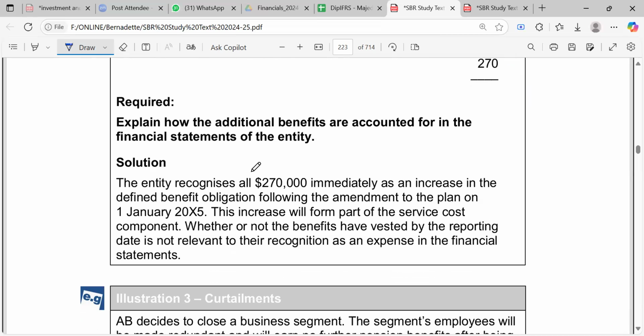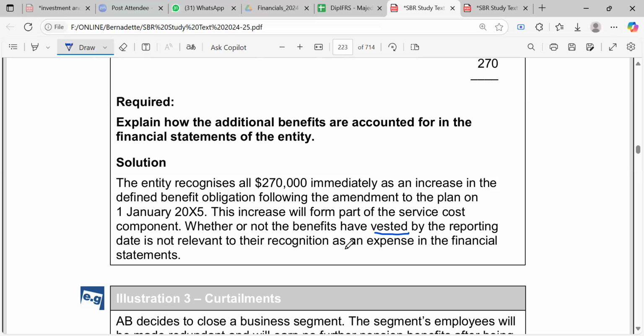So I would say the entity would recognize 70 immediately as an increase in the defined benefit obligation following the amendment to the plan on 1st January 20x5. This increase will form part of the service cost component. Of course, forming part of the service cost component is obvious because it is a past service cost. And whether or not the benefits have vested by the reporting date is not relevant to the recognition as an expense in the financial statements.